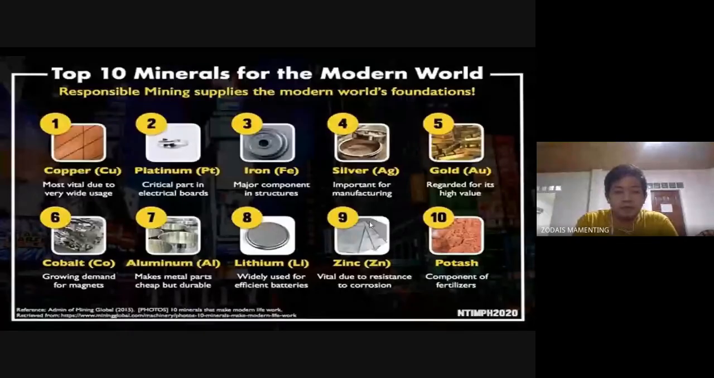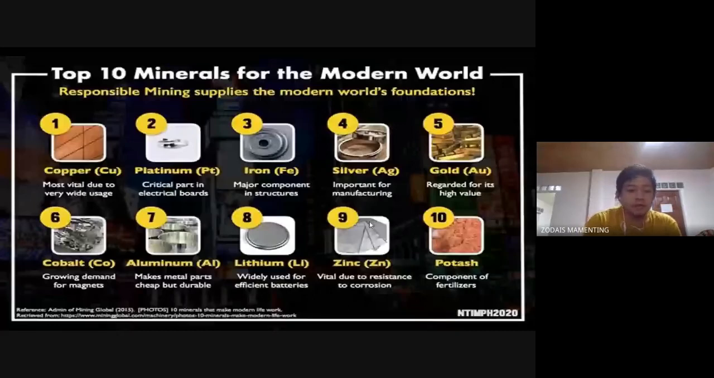a major component in structures because it is the second most abundant of all metals. But although it is the second most abundant, it is the most used metal. Then silver, important for manufacturing and regarded for its high value. Cobalt, same as platinum. An alloy of platinum and cobalt is used to produce strong permanent magnets. So cobalt is in growing demand for magnets.